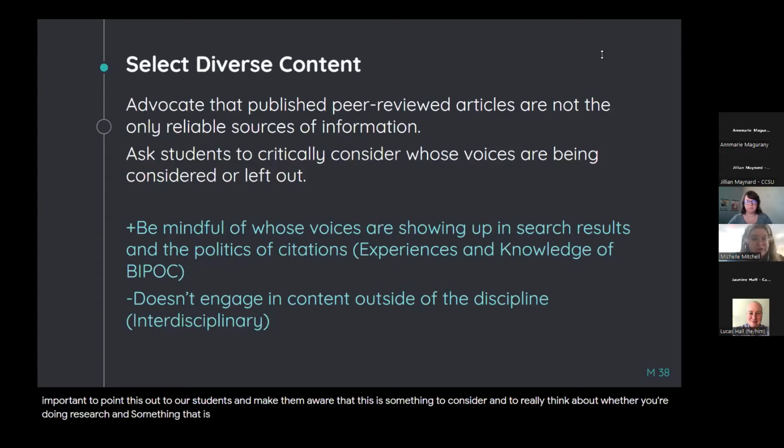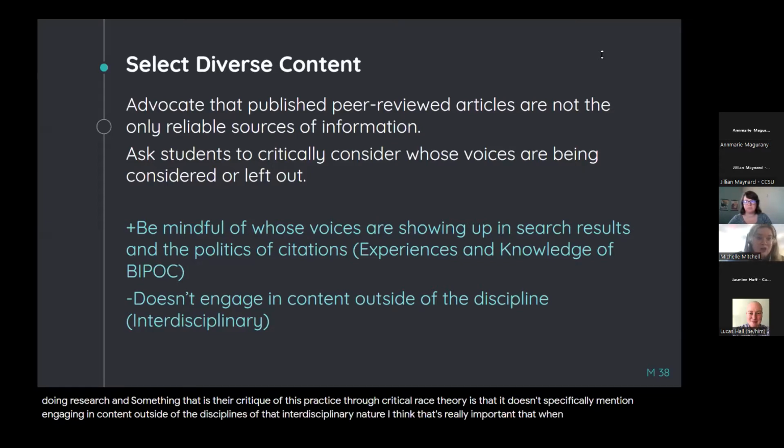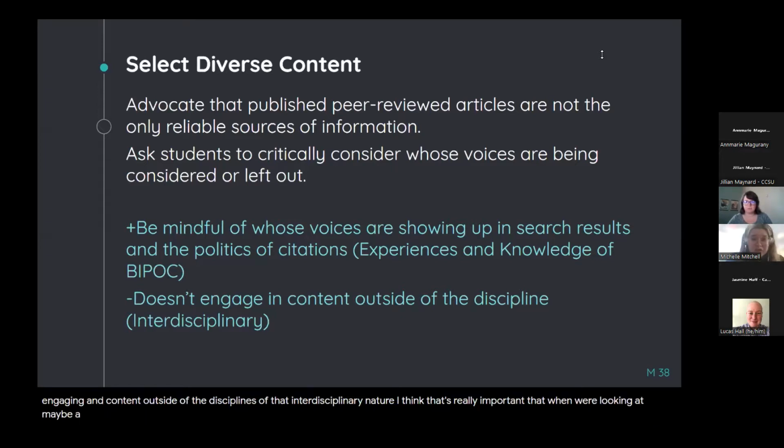Something that is a critique of this practice through critical race theory is that it doesn't specifically mention engaging in content outside of the disciplines, so that interdisciplinary nature. I think that's really important, that when we're looking at maybe a certain subject, we encourage students to look outside of that subject in order to get a well-rounded view of what others are saying about that topic.